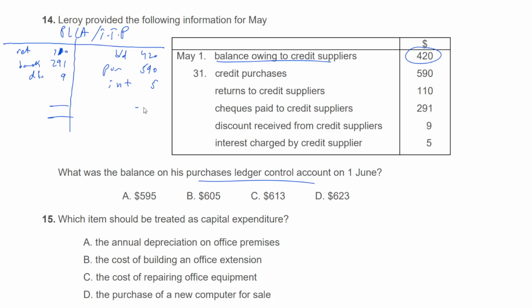Okay, now let's just try to balance this account. Seems like the credit side is greater. 420 plus 590 plus 5, that is 1,015 each side. 1,015. And then subtract 110, 291, and the 9. 605. And that's the balance on June 1, right? 605. B is the answer. Carried down, brought down on June 1st.